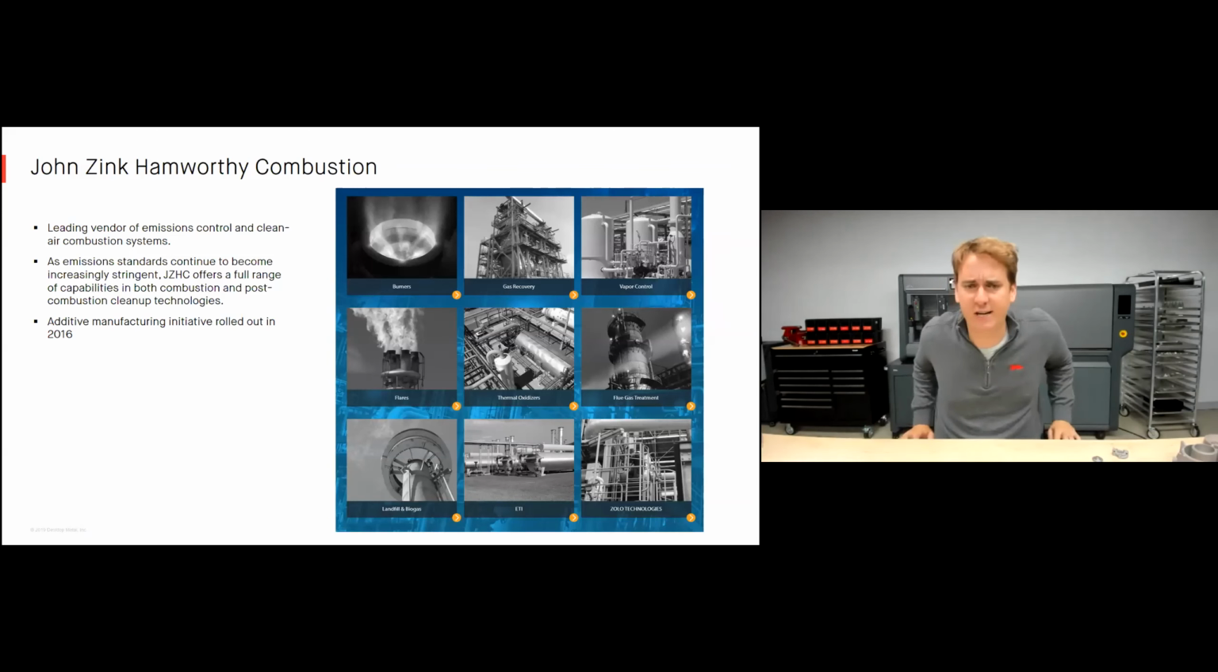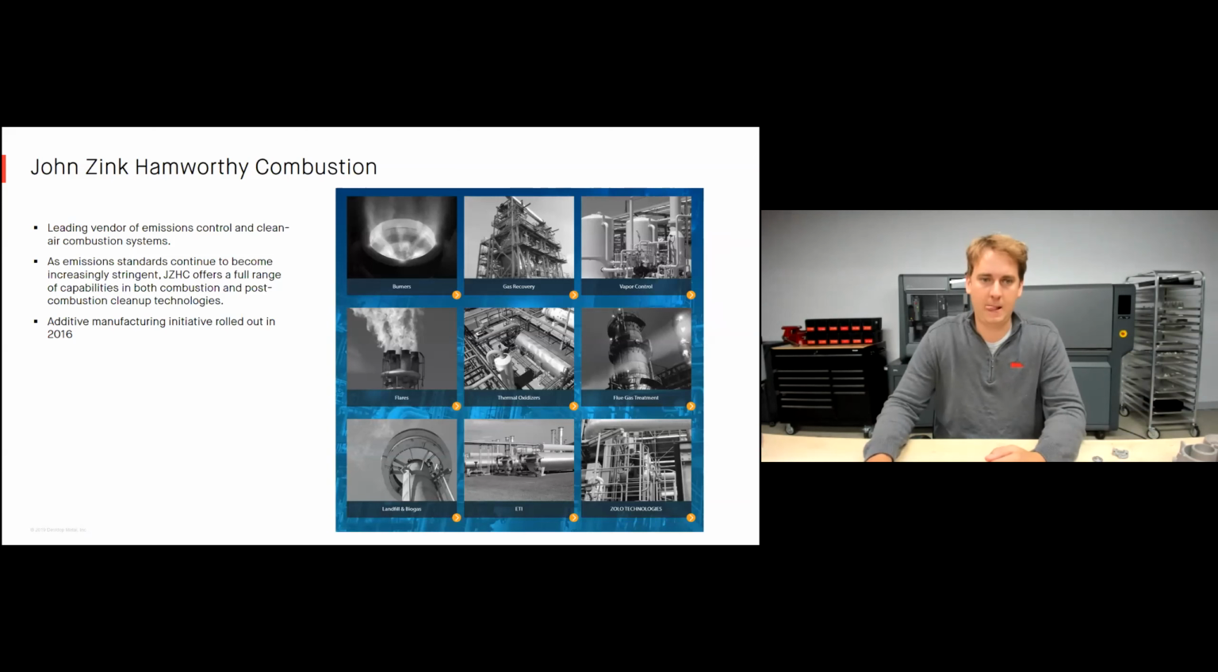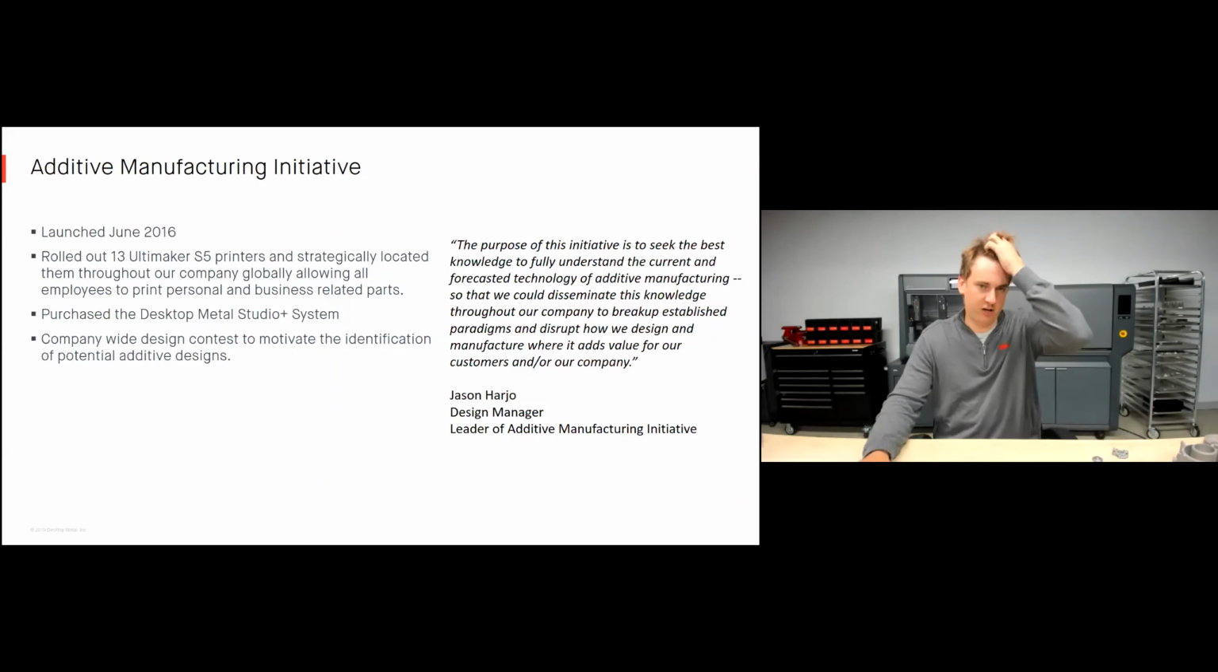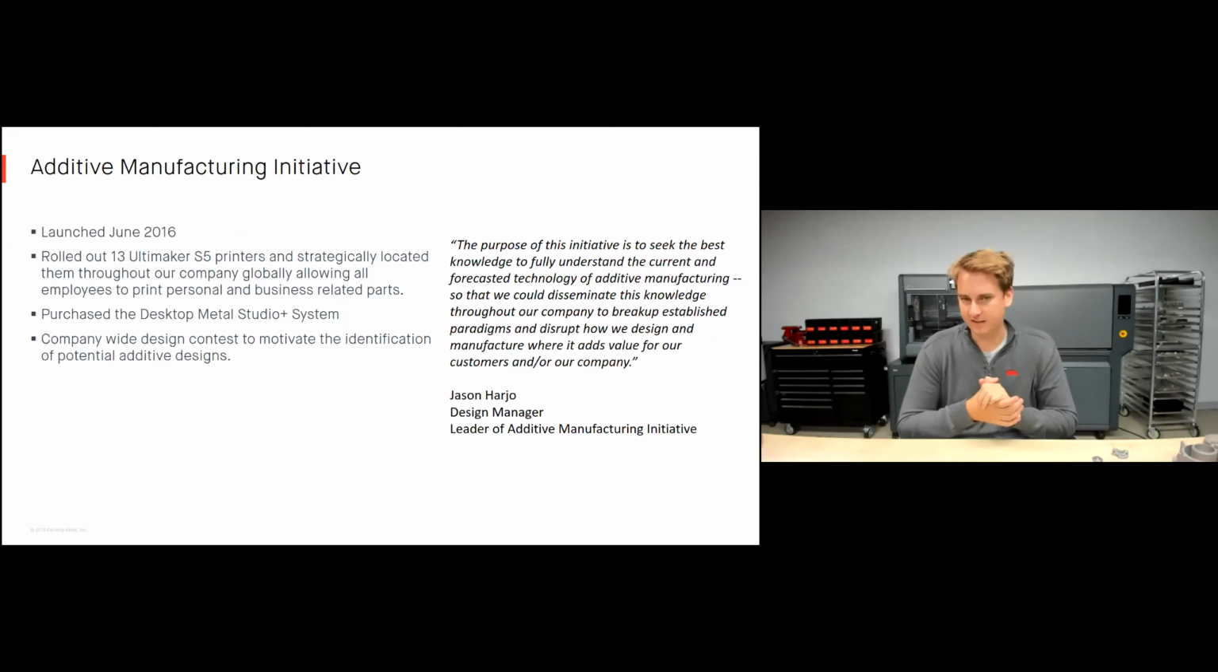They had an additive manufacturing initiative that they rolled out in 2016, and luckily that included Desktop Metal. So their additive manufacturing initiative started with 13 Ultimaker S5s, which are relatively inexpensive plastic printers, and they strategically located them at a bunch of their different offices around the globe.